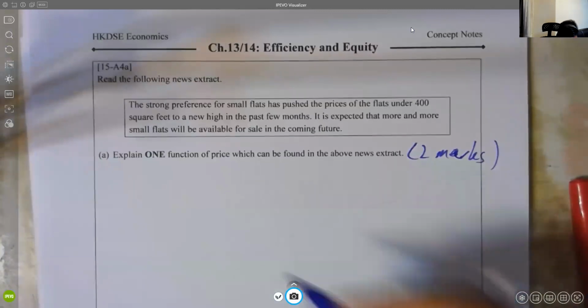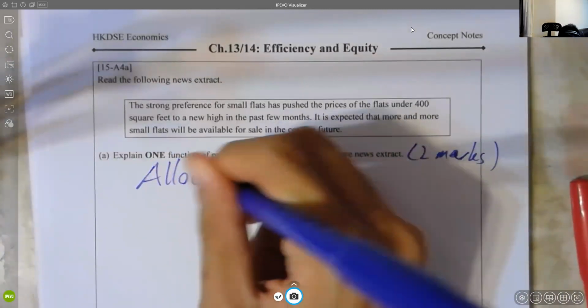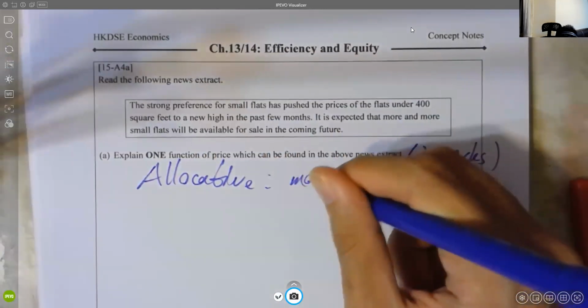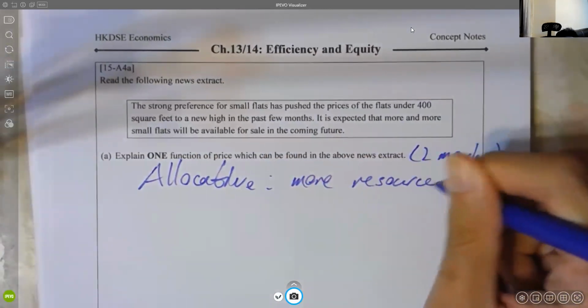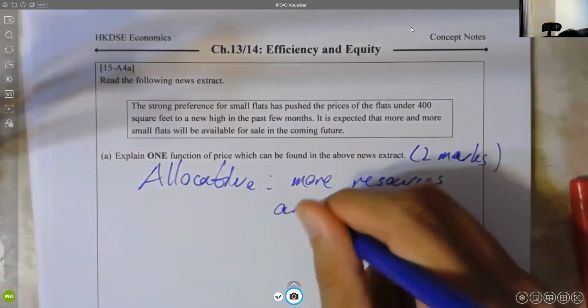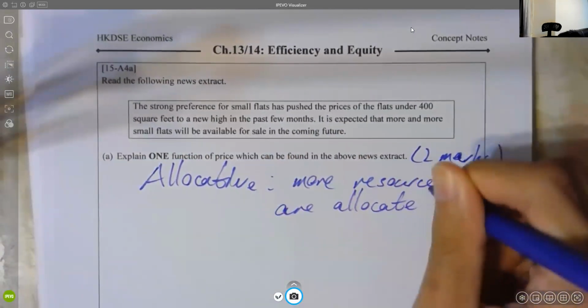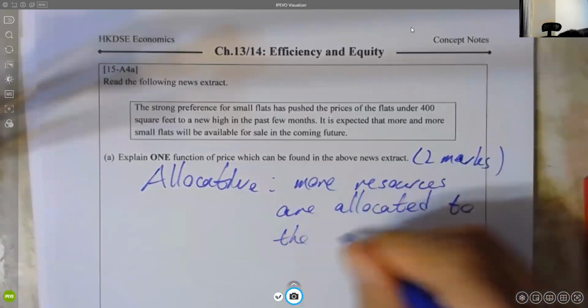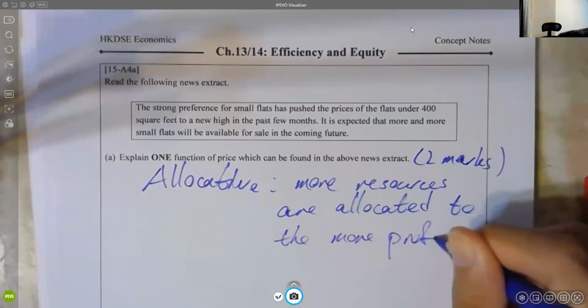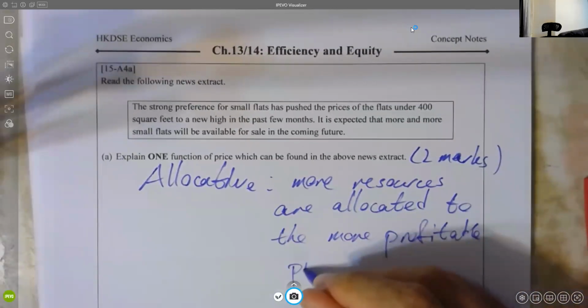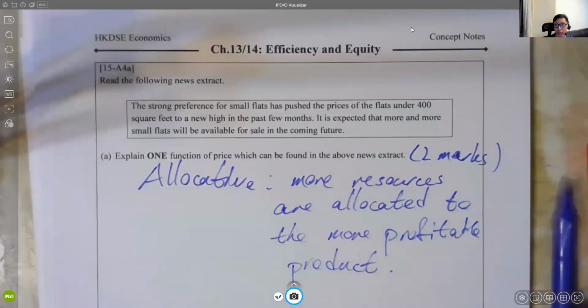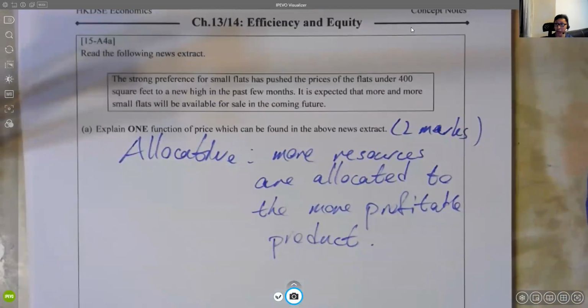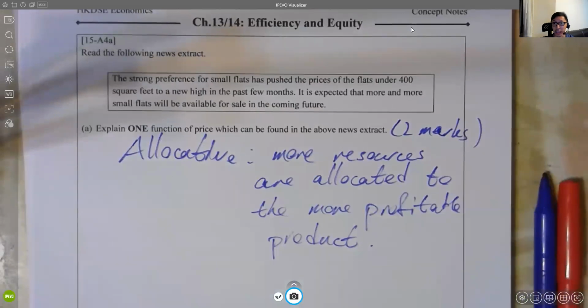What does that mean? It means that it is an allocative function because you see that more resources are allocated to the more profitable products. Okay? 係嘛? This is the explanation. 係嘛? So, function of price, not a terribly important topic. All right. And you see the accuracy is extremely high. A topic that you cannot make any mistake.